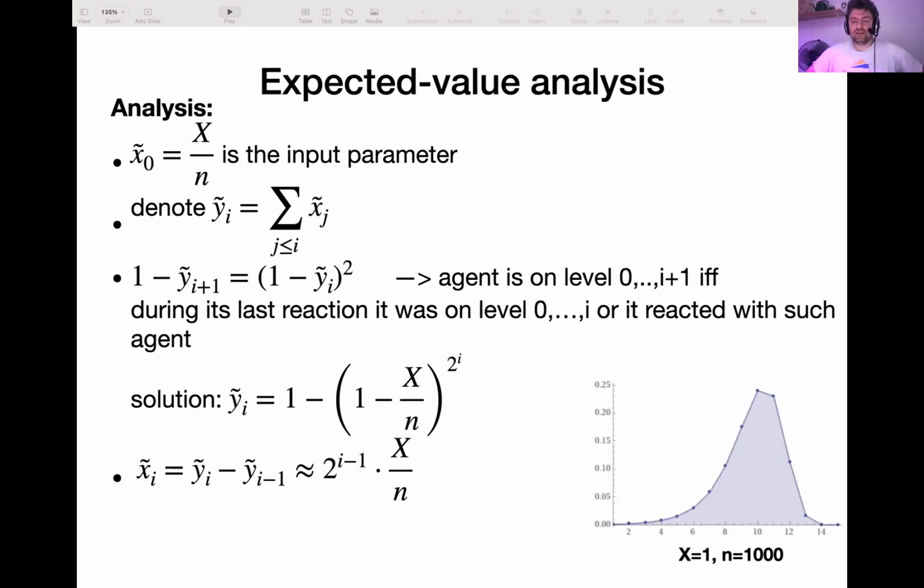And solving this for the steady state, we get a solution that we expect the protocol to concentrate around, where roughly the size of the levels doubles until we run out of space. That is when the levels really start to have those inner collisions. And then you get this double exponential decay after.